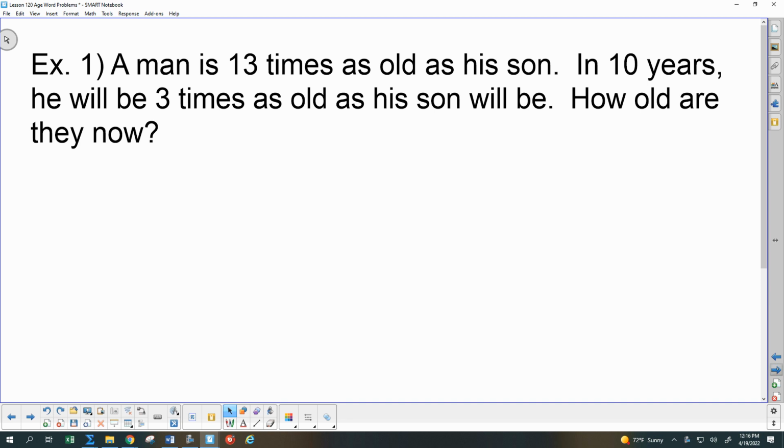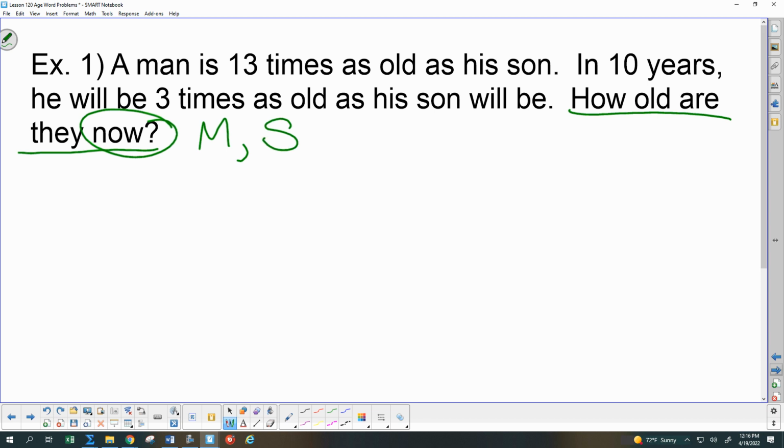which time are you in? Present, past, future, exactly where? This one wants us to find how old they each are now. So for now, I'm going to come up with my variables. M is how old the man is now, and I think I'll go with S for how old the son is now. This problem also talks about in 10 years, 10 years from now.